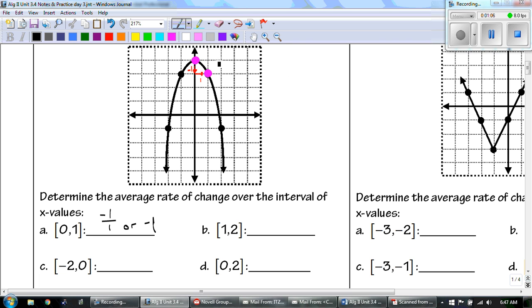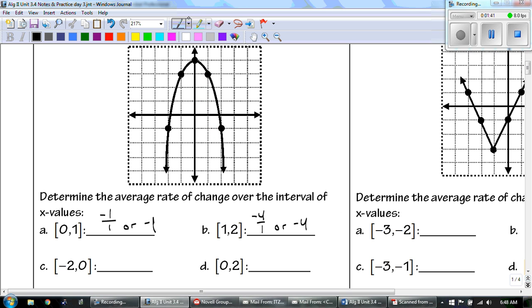Okay, so guess what? We're going to do it again. Okay, so now over the points 1 to 2. What's going on with that slope? The average rate of change between those 2 points? Well, we went down 1, 2, 3, 4. So we went down 4 and then we went to the right 1, which is -4/1 or -4.